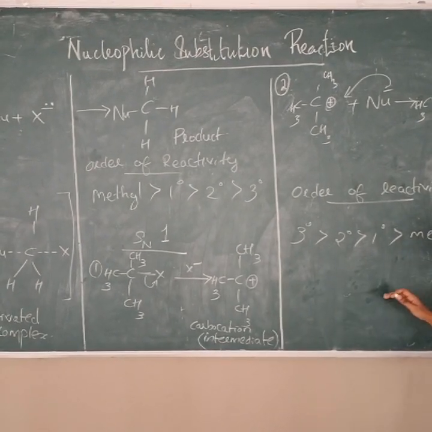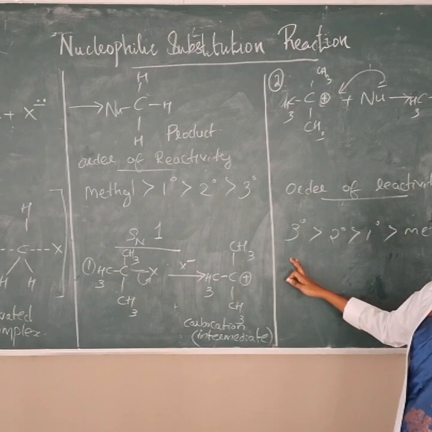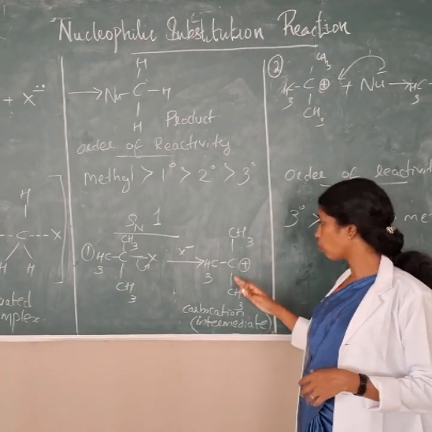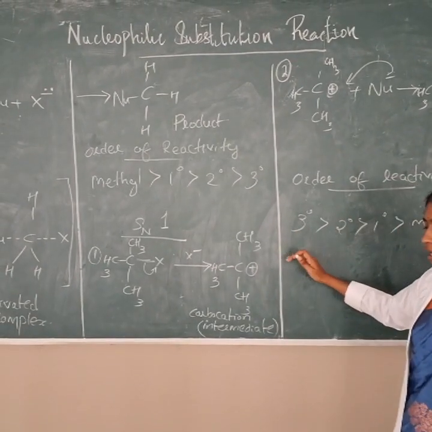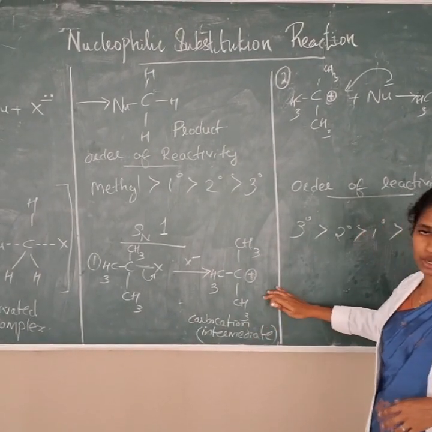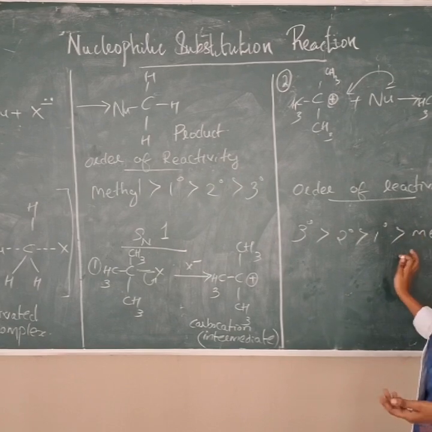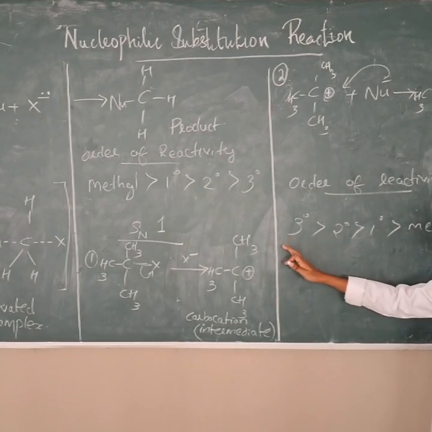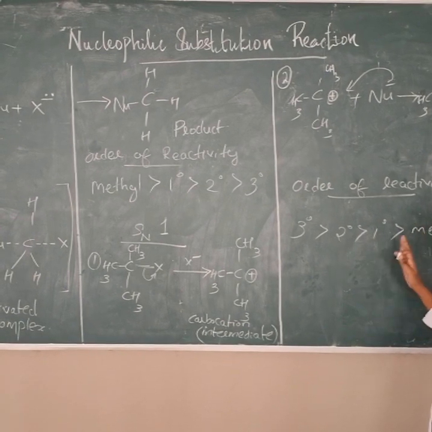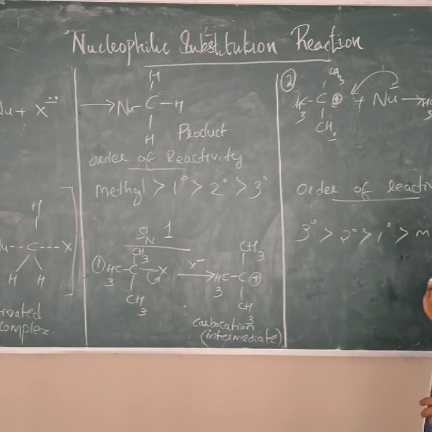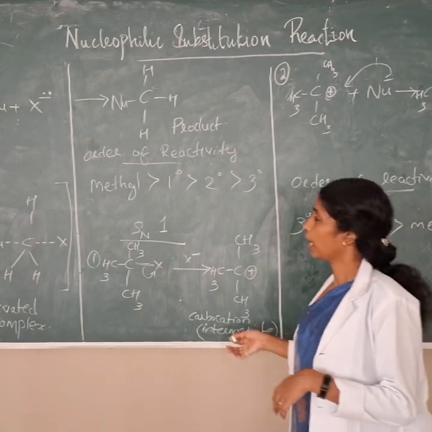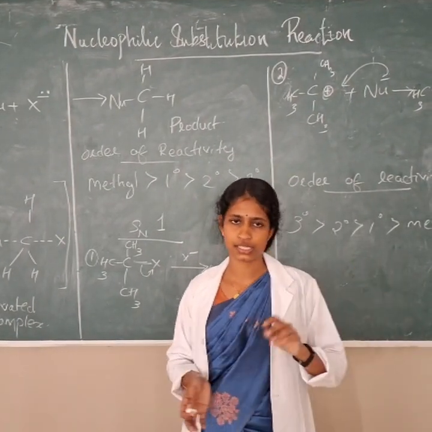This is the order of reactivity. Why is tertiary more reactive? Because a more stable carbocation is produced in the case of a tertiary alkyl halide. A tertiary carbocation is more stable than a primary or a methyl carbocation. So this is the order of reactivity: tertiary is more reactive, after that secondary, then primary, and least is the methyl, or it may not occur. And I hope the portion is clear for you.